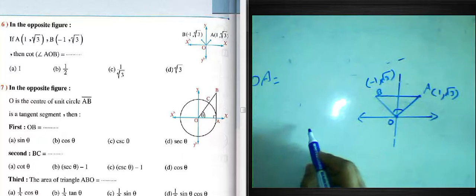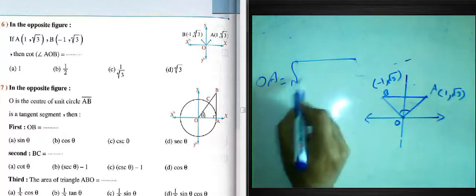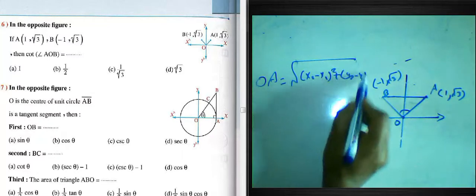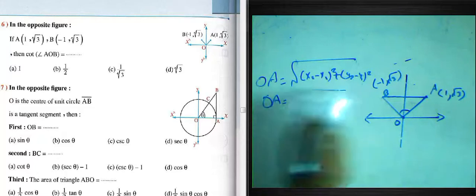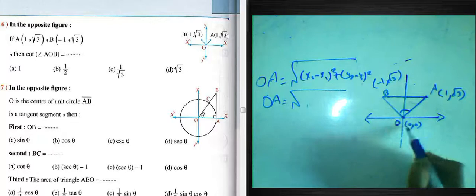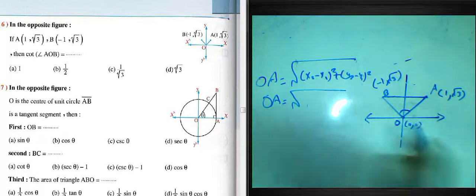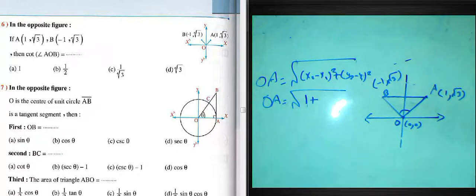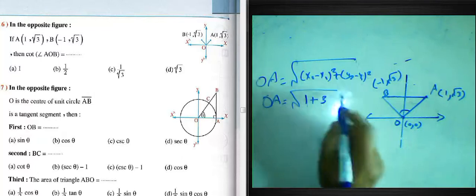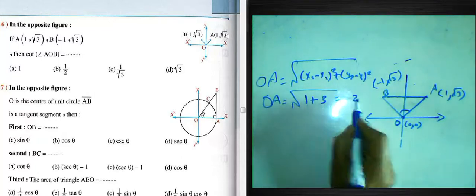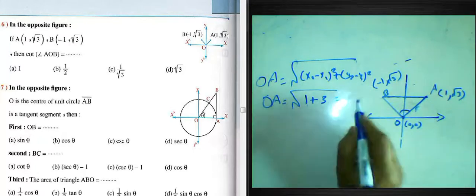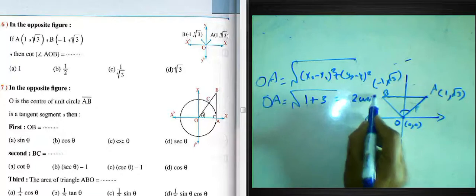Do you remember it? OA is the root of x2 minus x1 to the power 2 plus y2 minus y1 to the power 2. So OA equals the square root of 1 minus 0, because it's the origin point, 0 and 0. 1 minus 0 equals 1, 1 to the power 2 will be 1. Root 3 minus 0 equals root 3, to the power 2 equals 3. So OA will be root of 4, equal to 2 units.